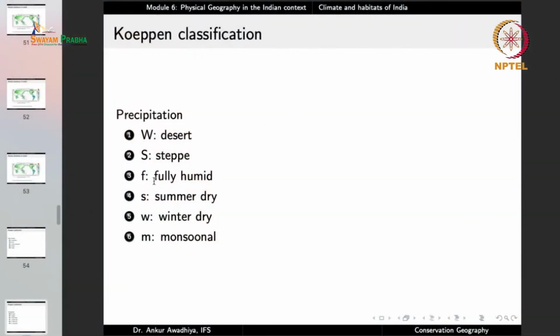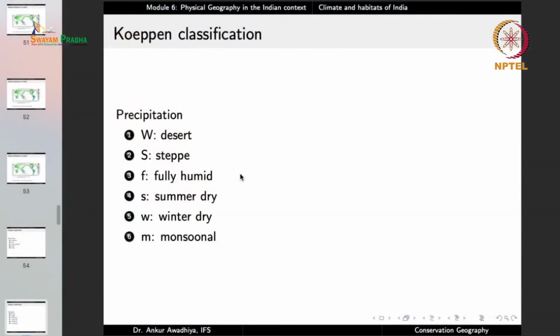Then we have small f, which refers to fully humid areas. So fully humid means that in most of the months you have a substantial amount of rainfall. So this is similar to what we have in the case of equatorial rainforest. In every month you have a substantial amount of rainfall. So that is fully humid.